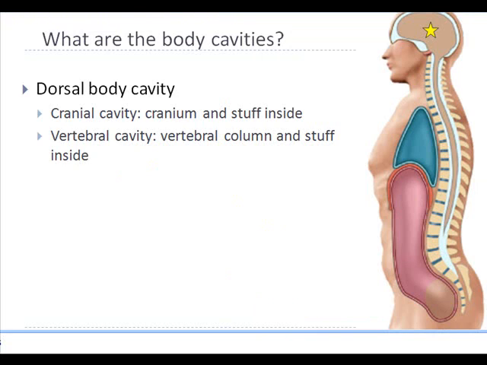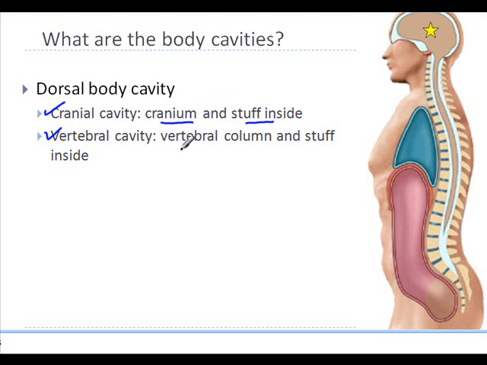Let's talk a little bit about the body cavities. I did mention earlier that there are two different body cavities, the dorsal body cavity and the ventral. The dorsal body cavity, which is the smaller one, includes the cranial cavity and the vertebral cavity. The cranial cavity would include the cranium, which holds the brain, and all the membranes and different nerve fibers and all the stuff inside it.